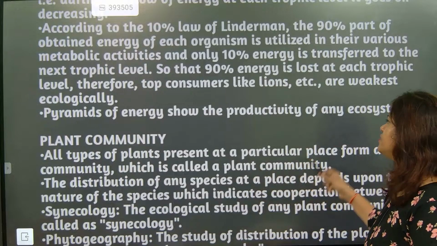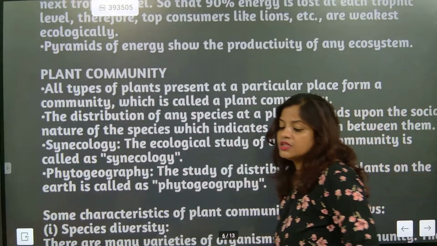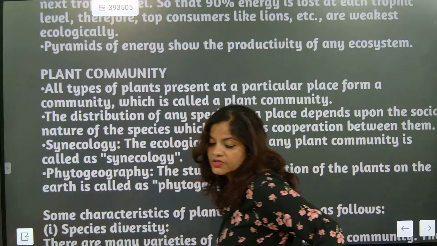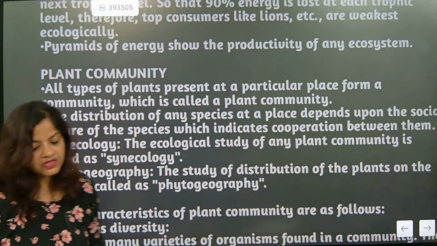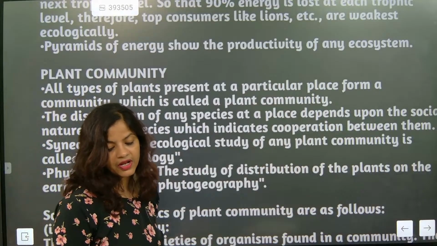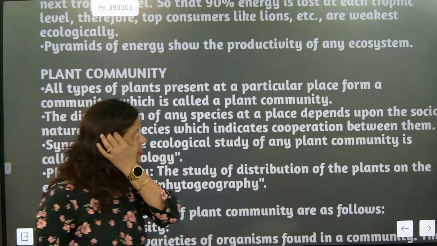So the pyramid of energy shows the productivity of any ecosystem. It is showing what, beta? The productivity of any ecosystem. Yes. So only 10% of the energy is transferred, but what will happen to the remaining 90%? So 90% you are using, na beta. What are you doing with that 90% of energy?